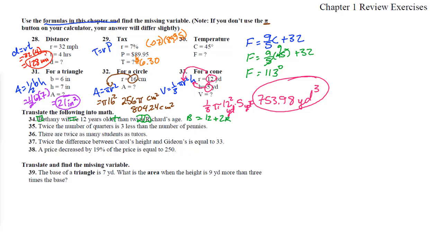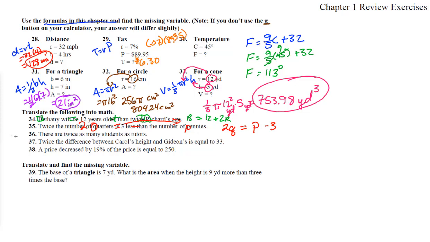Number 35. Twice the number of quarters. So there's our variable right there. So twice quarters is 3 less than, but remember the 3 has to go over there, the number of pennies. So twice the number of quarters equals 3 less than the number of pennies. When you do less than, you always subtract that number from whatever it's saying then.